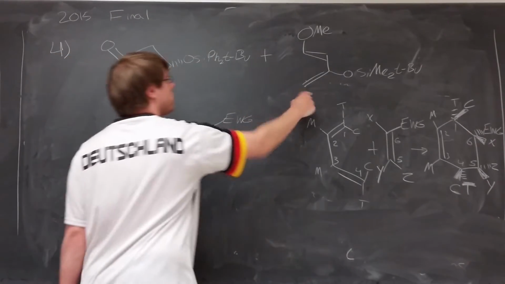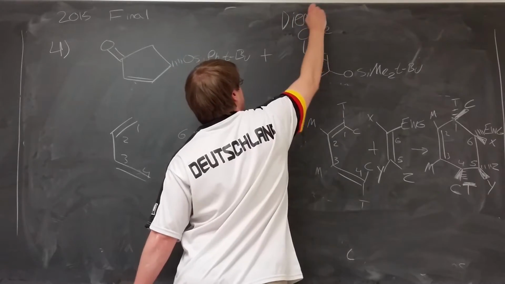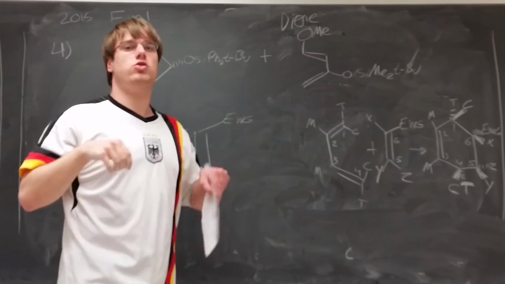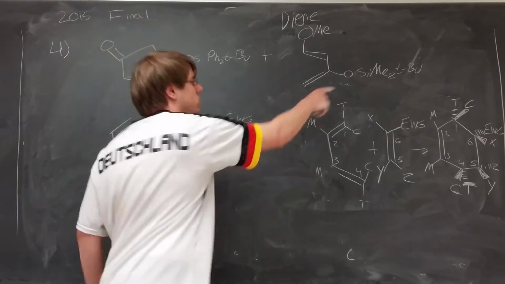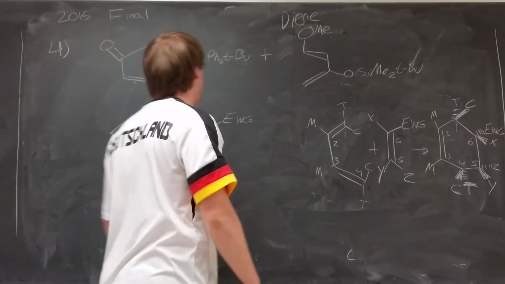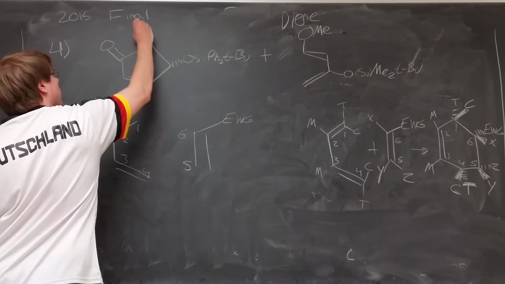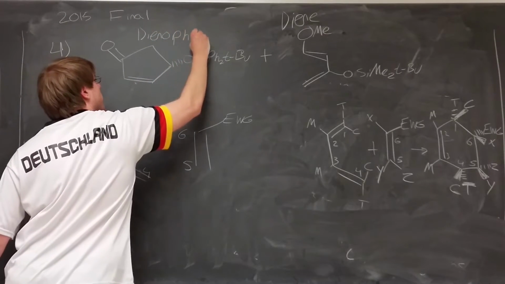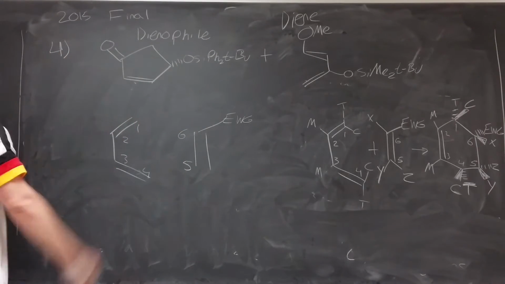So looking at these 2 structures, this structure on the right must be your diene, because that structure has its 2 carbon-carbon double bonds. It also has an electron donating group. Single bond oxygens are typically electron donating groups. In fact, it has 2 of them. And then this must be your dienophile, because it only has 1 carbon-carbon double bond, and it also has a pretty decent electron withdrawing group.